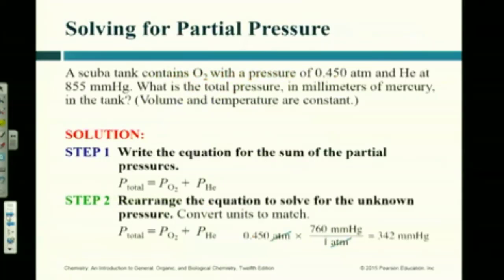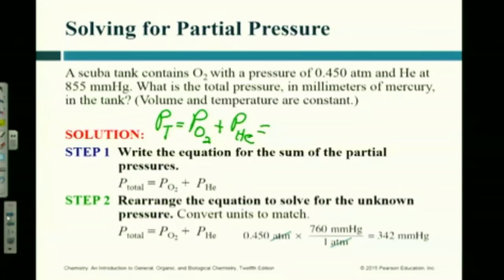Let's work on a problem. Can you guys solve this? It wants to know what is the total pressure in millimeters of mercury. So what do we have? Well, let's do this one together, and then I'll let you guys do the next one. Pressure total is the pressure from each gas, right? So it's the pressure from the oxygen plus the pressure from helium. Fair enough? Because I only have 2 gases.